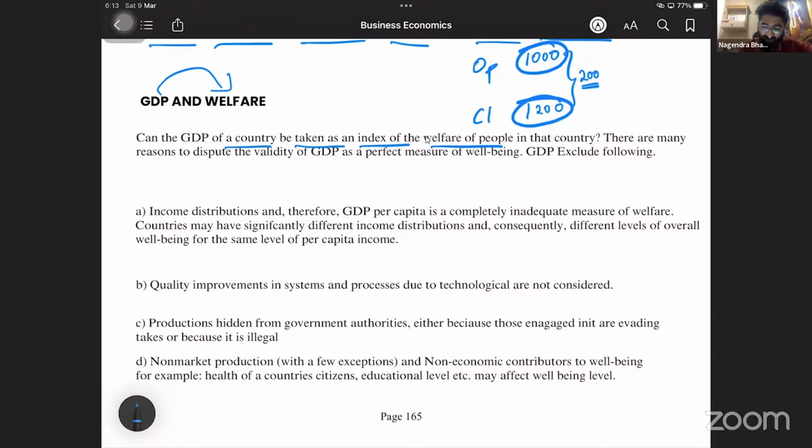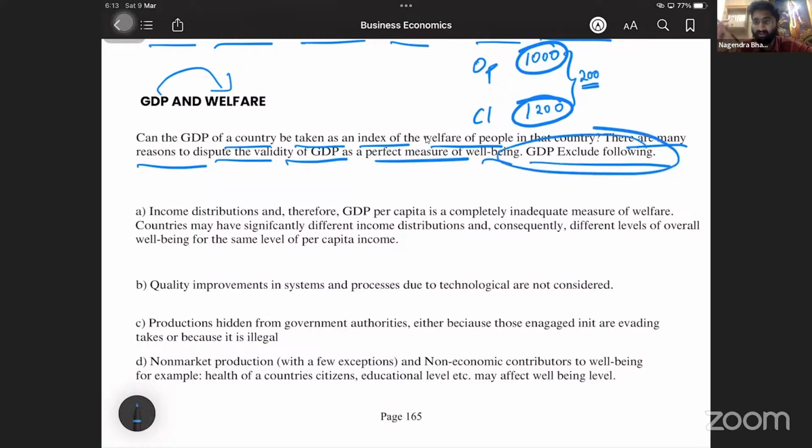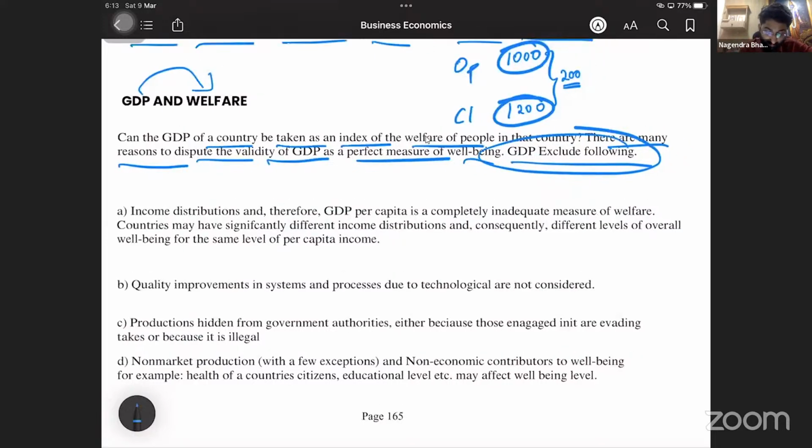No one, I know. There are many reasons to dispute the validity of GDP as a perfect measure of well-being. And that's why I said well-being, not with the GDP. There are many other things to which we have to give importance. GDP excludes the following. Even if you take monetary items, not spirituality, money as the measure of well-being, still it will exclude some things. Income distribution, and therefore GDP per capita is completely inadequate.